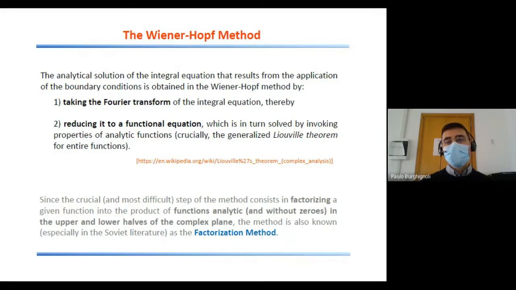Now, the crucial step, also the most difficult step of the method, consists in factorizing a given function into the product of functions that are analytic and without zeros in the upper and lower halves of the complex plane. The method is also known as the factorization method. This is the most common denomination in the literature, typically the Soviet literature.